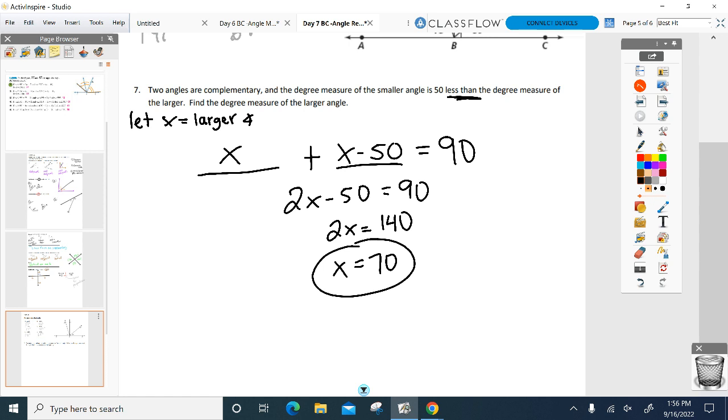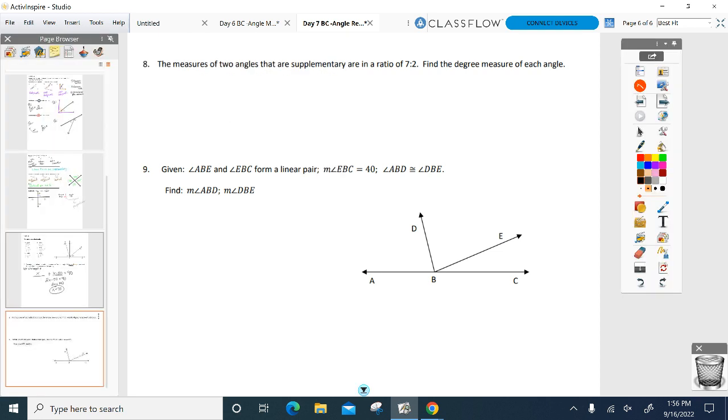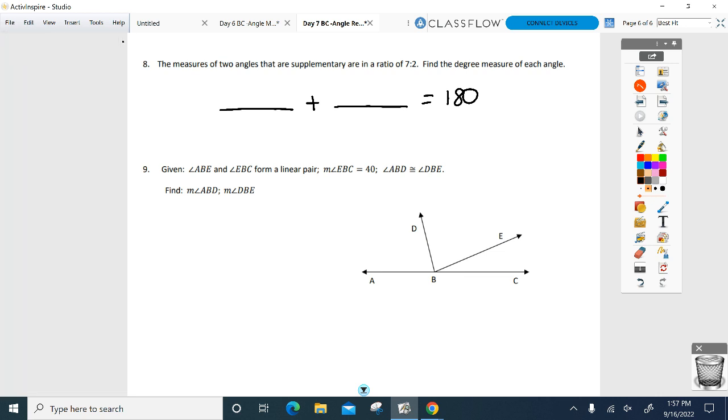All right, one more I'm going to do with you. This is definitely something brand new to you, so I'm going to slow it down. Two angles are supplementary. They're going to add to 180, similar to what I just did here. Ooh, but now a little something different. They're in a ratio of 7 to 2. What are those two angles?